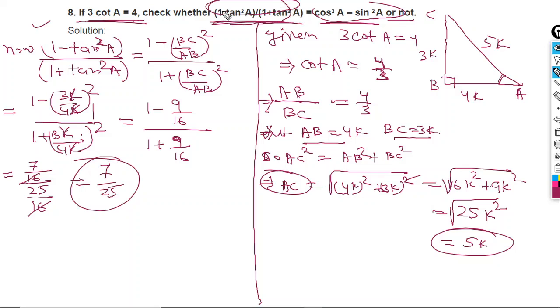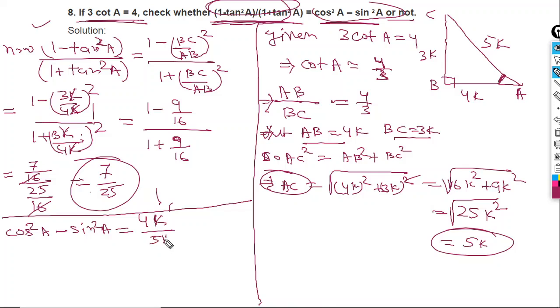Okay, now we will find the value of RHS. Again write RHS: cos square A minus sin square A. Look at the figure again. Cos A means adjacent side divided by hypotenuse. So we can write AB by AC. The value of AB is 4K, AC is 5K. You can write (4K divided by 5K) whole square.